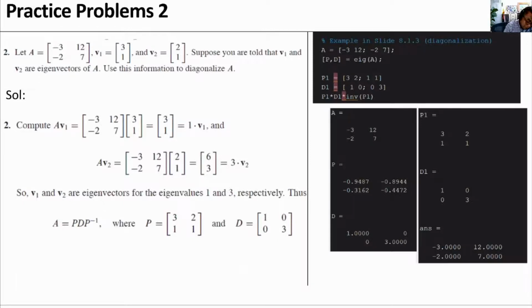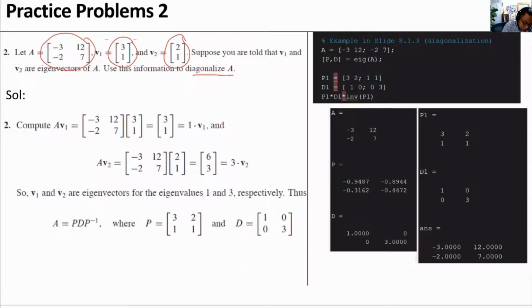This is practice problem 2. We are given a 2 by 2 matrix A, and we are given two eigenvectors of A. We are not told the eigenvalues, we are simply told the eigenvectors. Use this information to diagonalize A.